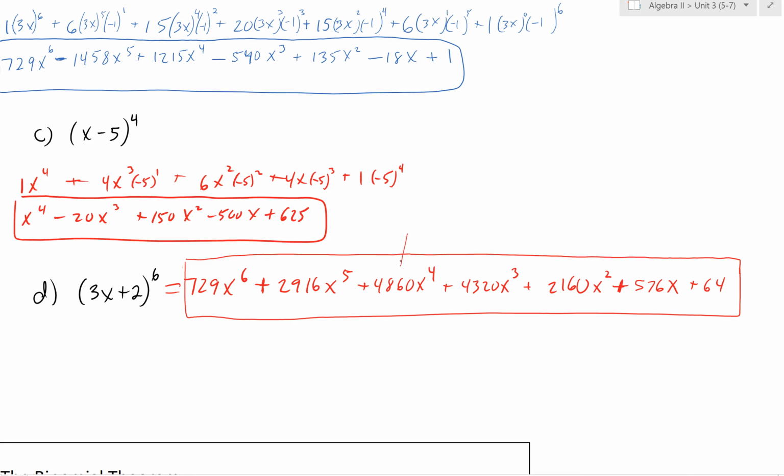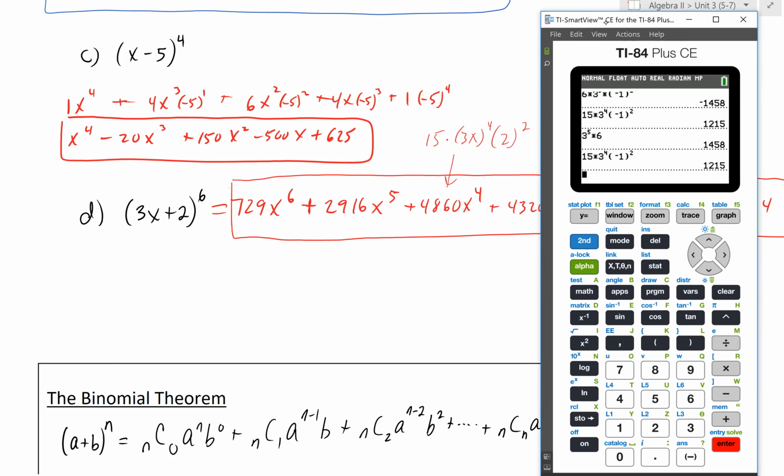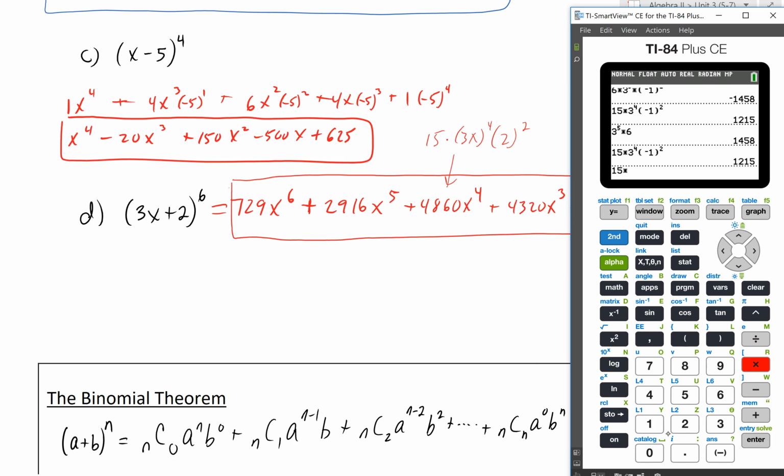Okay. So to get this term with x to the 4th, using Pascal's triangle, it's going to be 1, 6, 15, and so this is going to have a 15 in front, and then it's going to be 3x to the 4th power, which means the 2 is going to have to be raised to the 2nd power. And so then on your calculator you can do 15 times 3 to the 4th power times 2 to the 2nd power. And that is 4,860x to the 4th. Okay, other questions on those?